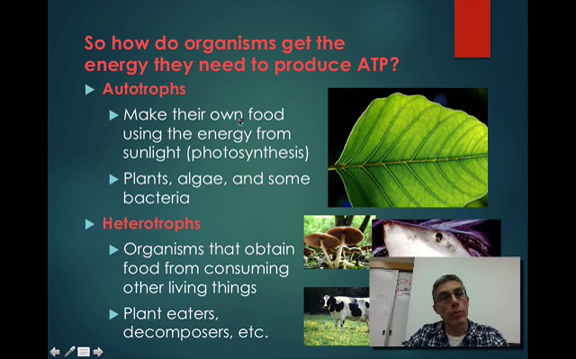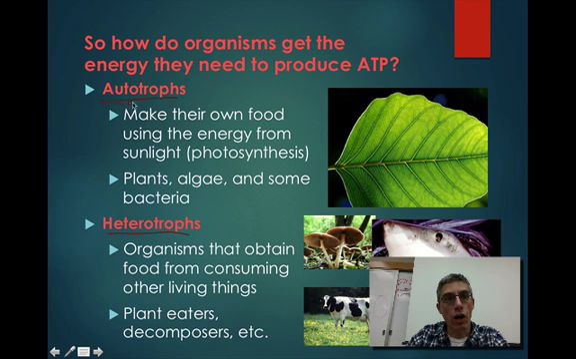So now that we know a little bit about ATP, what we need to think about here is where do organisms get the energy that they need to actually produce that ATP, that short burst of energy necessary to carry out life processes? Well, we first need to think about the organisms on this planet as being divided into 2 groups. We have the autotrophs and we have the heterotrophs.